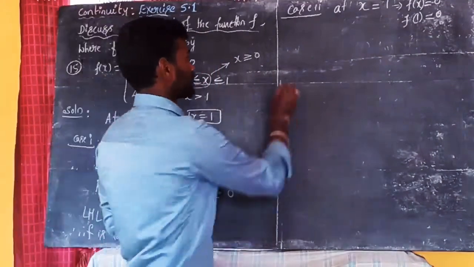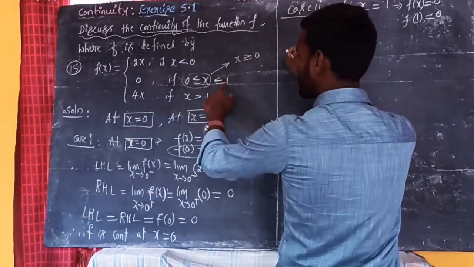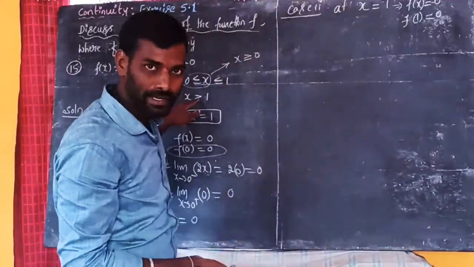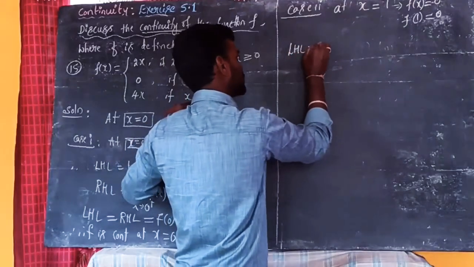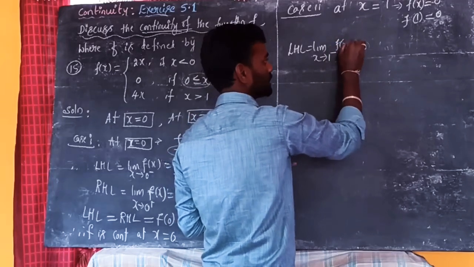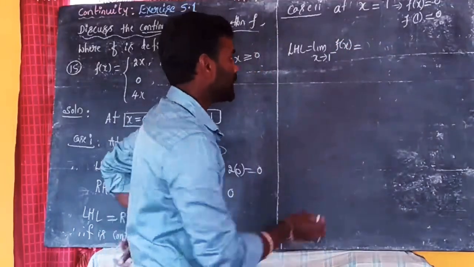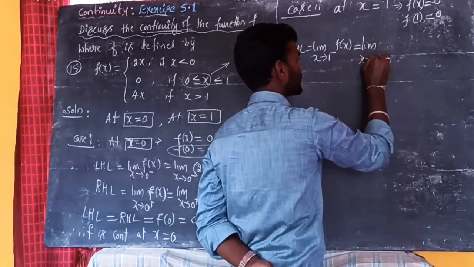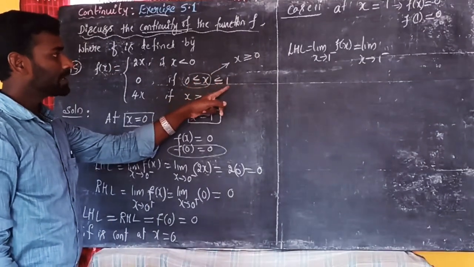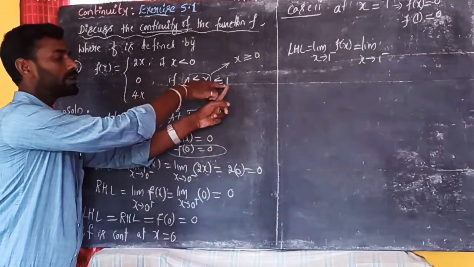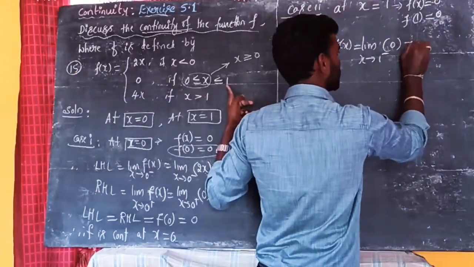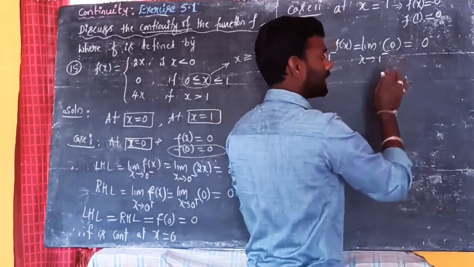Next, observe guys. At x is equal to 1, the point is less than, equal to, greater than, so you have to use the left hand limit and right hand limit. Left hand limit LHL is equal to the limit as x tends to 1 minus of f of x. 1 minus means the function which is less than 1. The function which is less than 1 is 0. So if I apply the limit, you will get 0.